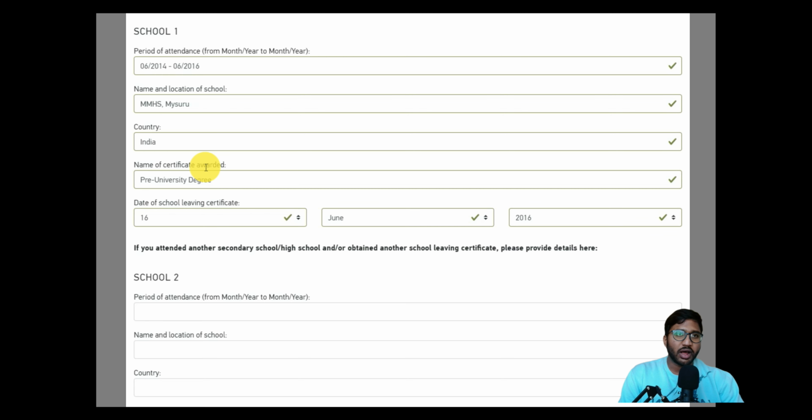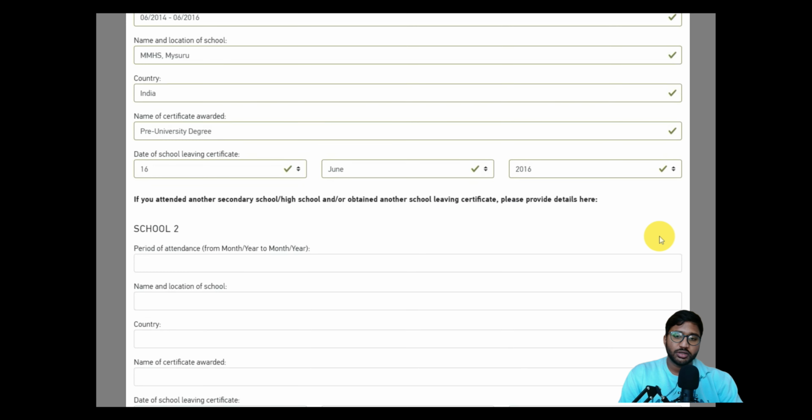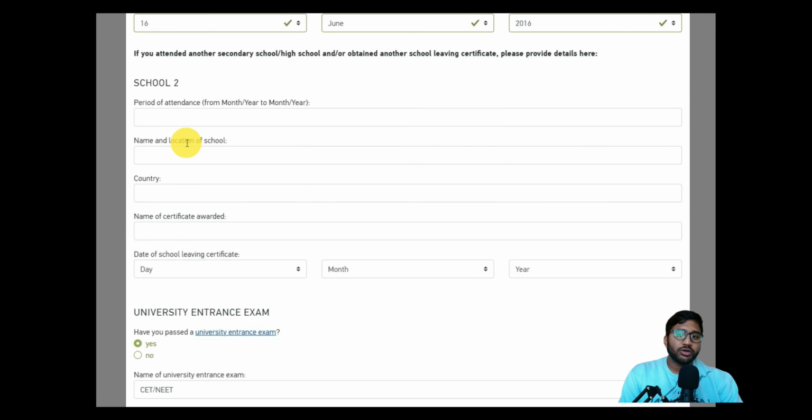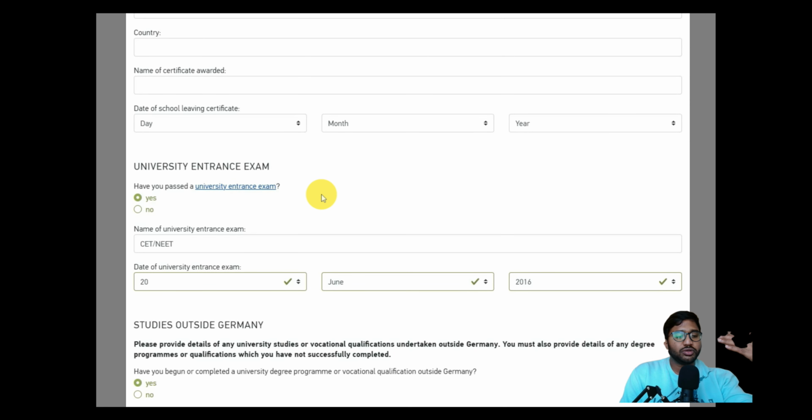The name of the certificate I got awarded was pre-university degree, which we call 12th in other states. Then the school leaving certificate, you have to mention all your date, month and year here. Don't forget to mention that. Then in school 2, as I told you, you have to fill in your 10th details if you are interested. Other than that, next.